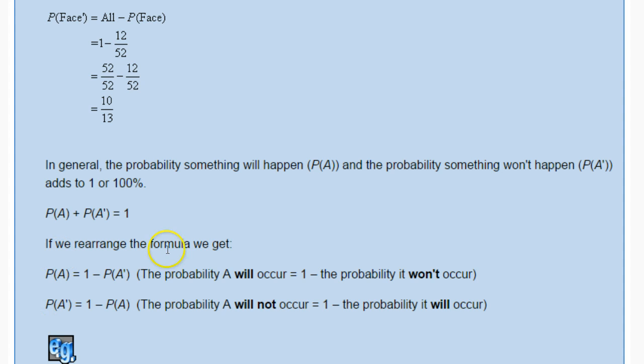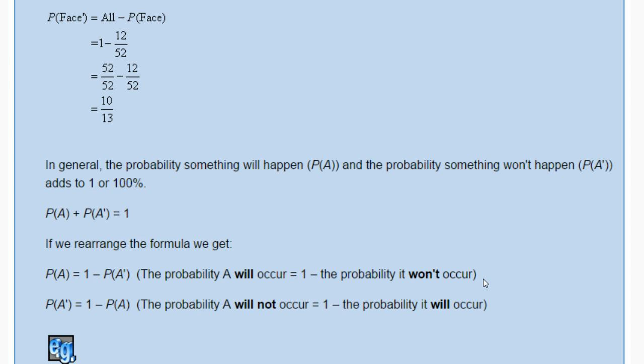So one pretty good principle to keep in mind is that the probability that something will happen and the probability that something won't happen, so P of A and P of A prime, should always add up to 1 if they're mutually exclusive events. So P(A) plus P(A prime) equals 1. Now, this allows us to do some neat things like rearranging the formula. This allows us to make a statement like the probability of A is going to equal 1 subtract the probability of A prime. So the probability something will occur is equal to 1 subtract the probability that it won't occur.